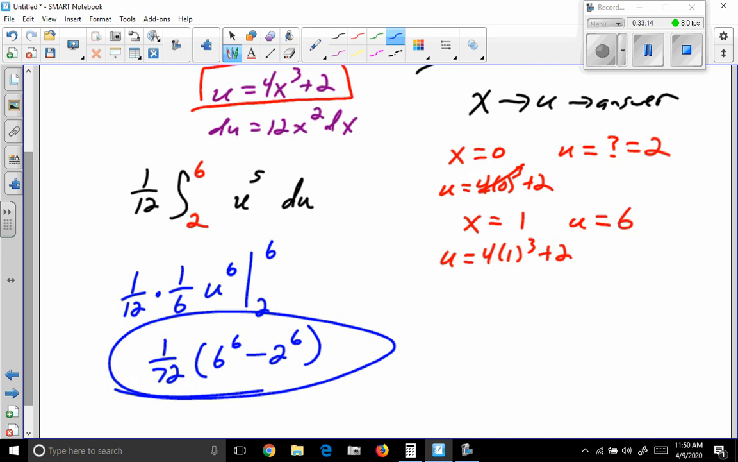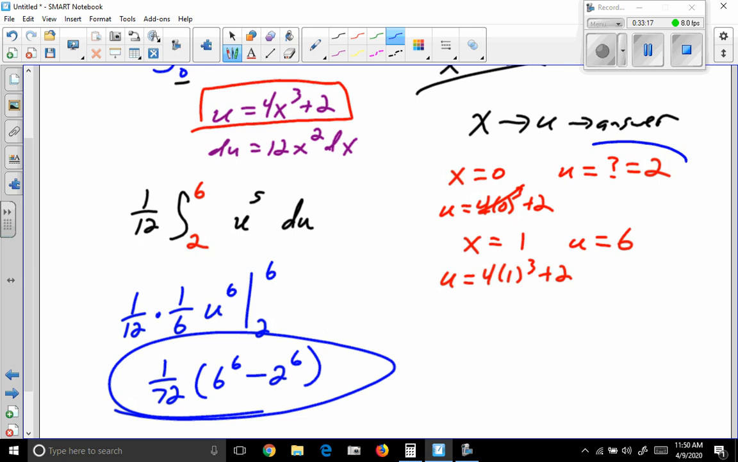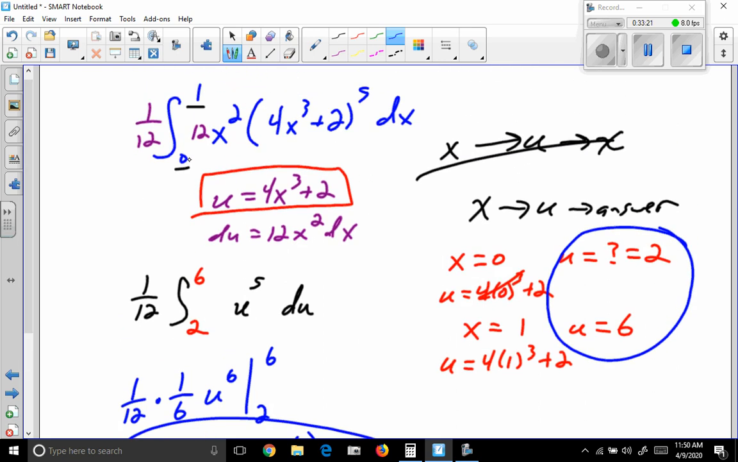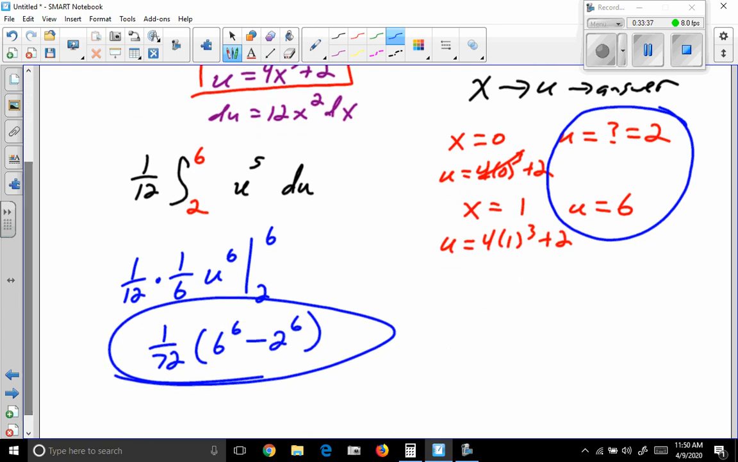It's just a matter of, do we want to take the time to find out what these individual x values convert to if we're converting everything to u, or do we want to skip that step and when we get the antiderivative, change it back to x's so we can use those numbers? End up in the same place. It's just a matter of which way we want to go.